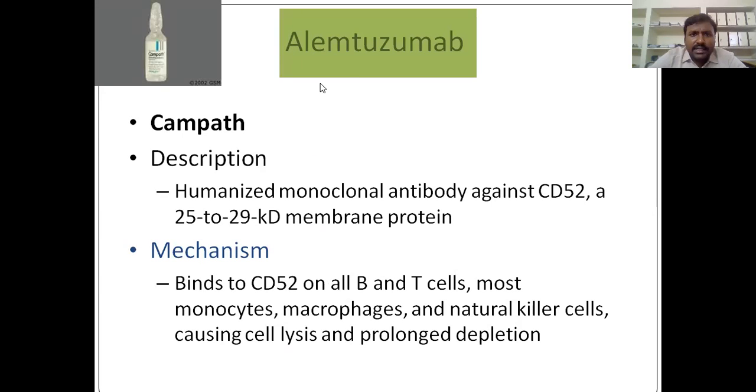Same like that, alemtuzumab, a humanized monoclonal antibody against CD52. This is a protein. It binds to CD52 on B and T cells, most monocytes, macrophages, and natural killer cells, causing cell lysis and prolonged depletion. So this one also binds to the B cells and T cells, and mainly causes cell lysis.